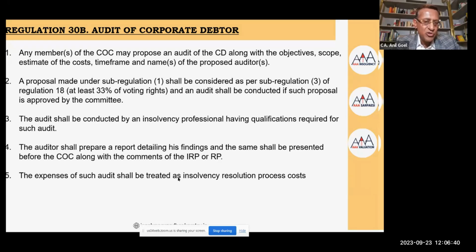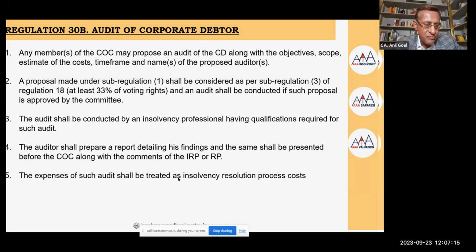Maybe in some cases, the COC may say that if you are conducting a CIRP process and you are in operations, you have a textile factory, we want to understand at what price the raw material is being purchased and at what price it is being sold. So a specific audit with specific scope can also be appointed. Some committees may say that we understand the operations, however we want to appoint an auditor for the CIRP cost. So this is also a kind of opportunity.